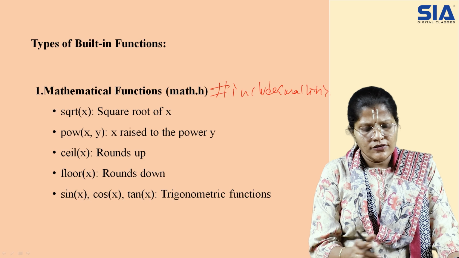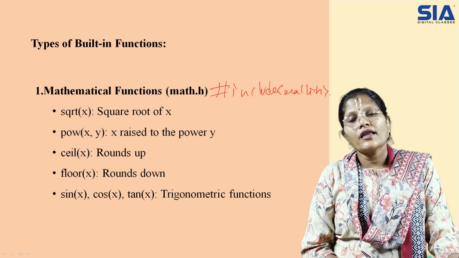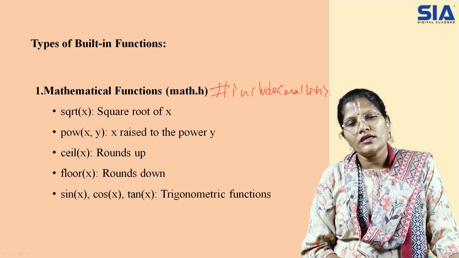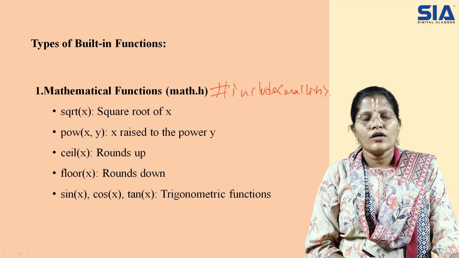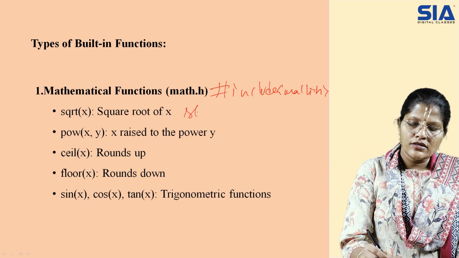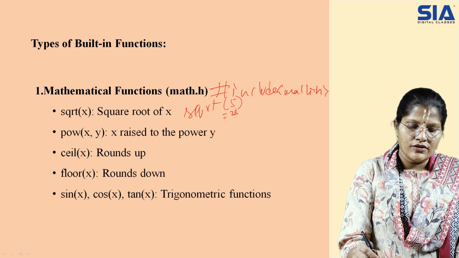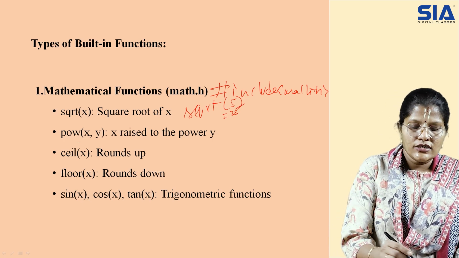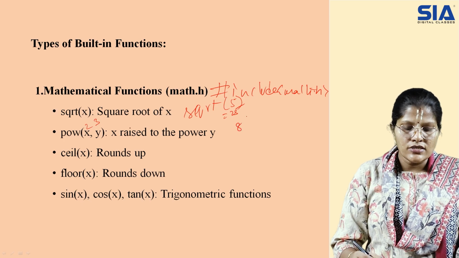These are the different trigonometric functions, which you use for trigonometry-based calculations. Now, what is the square root? If you want the square root of a particular given number, you specify the value, for example the square root of 25 gives 5. Power: x raised to the power of y, for example 2 raised to the power of 3, gives the value 8.